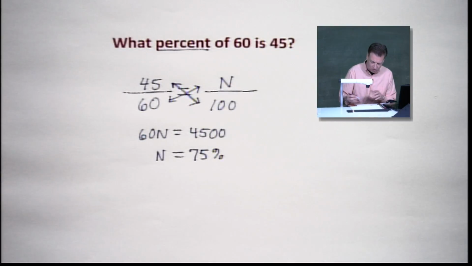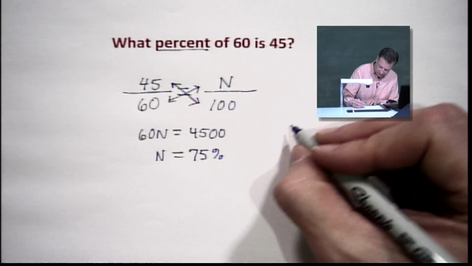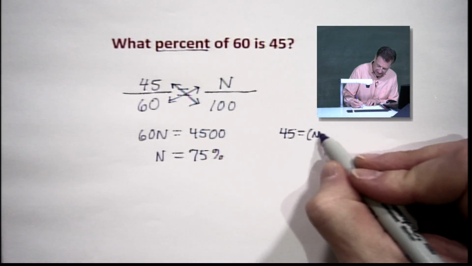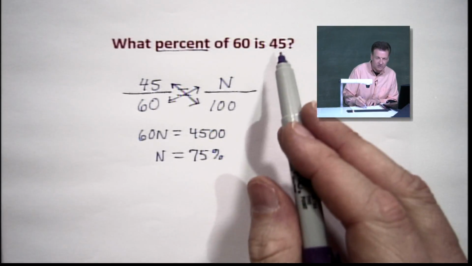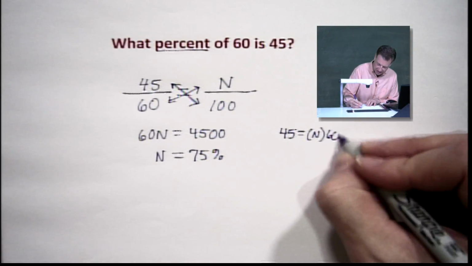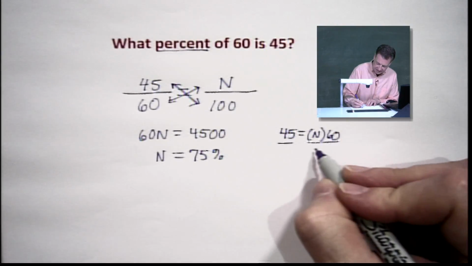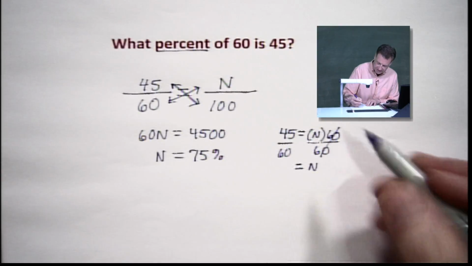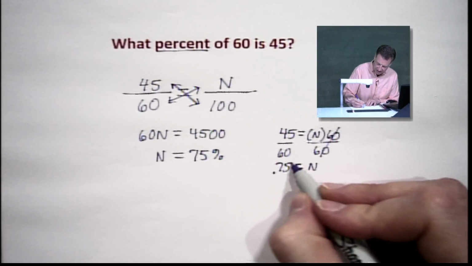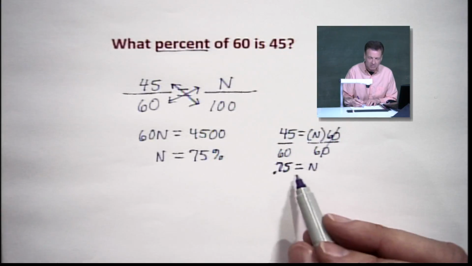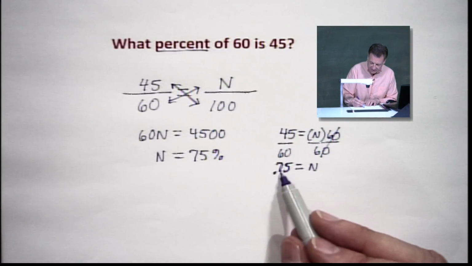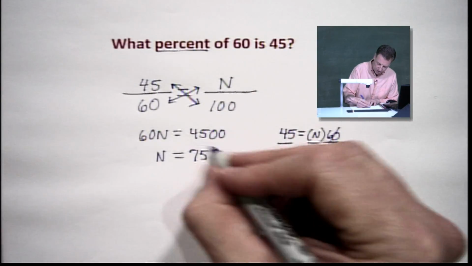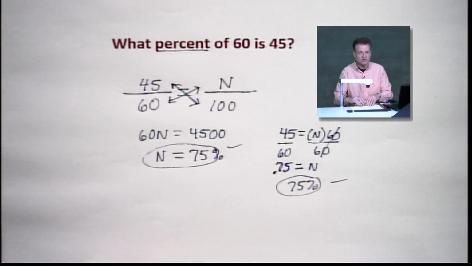What would happen if I did the other way? Well, let's see. I would start off with 45. And that would equal, I don't know what the percent is, we'll call it N, times 60. Again, we're going to divide by 60 on both sides. And I'll go ahead and tell you, when these 60s cancel out over here, this is going to give us a decimal, 75 hundredths. Now remember, we want to get the percent, so we've got to move that decimal back to the right two places. That'll give us the 75%. And once again, the answer checks out. All right.